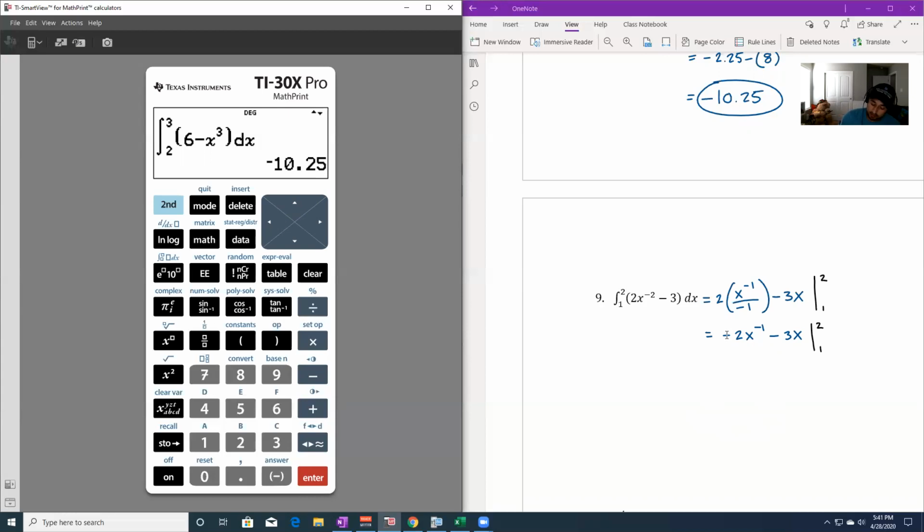Now, let's type in our calculator. All right, table, add, clear, negative 2x to the negative 1 minus 3x. Type in 2, I get negative 7. Minus, type in 1, I get 5. Okay. That'll give me negative 7 plus 5, so negative 2.